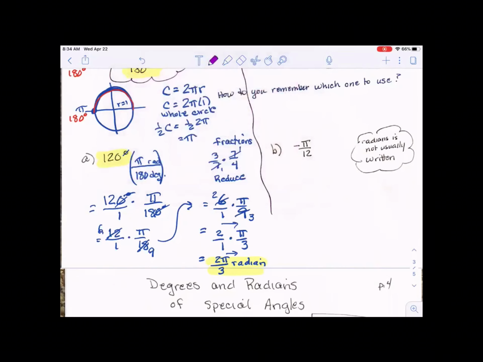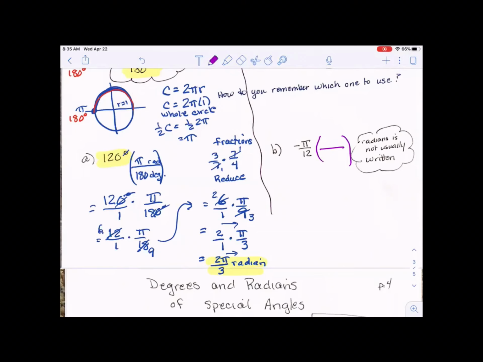So if I want to go over here to example B now, it's the same technique. I'm going to multiply by 1. The question is, am I going to put the pi on the top of this fraction, or am I going to put the pi on the bottom of this fraction? And when I put those in here, then I'm going to use 180 and pi. So this negative pi over 12, don't let the negative scare you. Just treat it like it's a negative and carry it along the whole way.